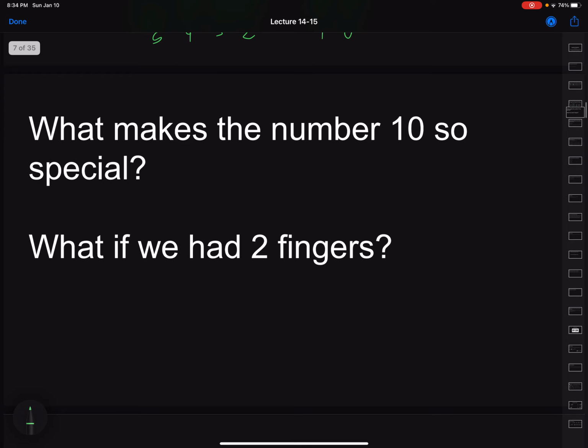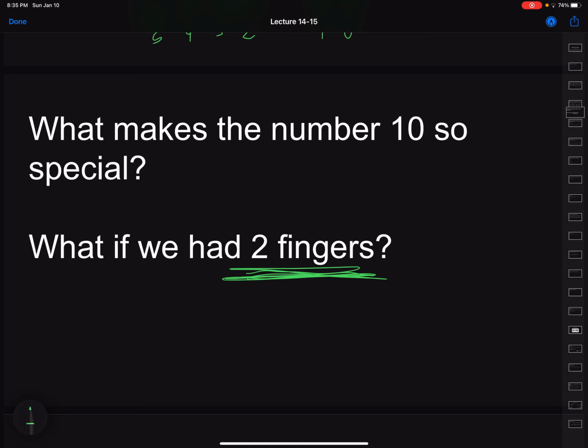Now, why are we talking about this? What makes the number 10 so special? What if we had 2 fingers? Back when computers were first being made, we needed to develop a simple way to talk to them and tell them what we wanted to do. And so we worked in a number system called binary, which is a number system where everyone in the world would have 2 fingers.